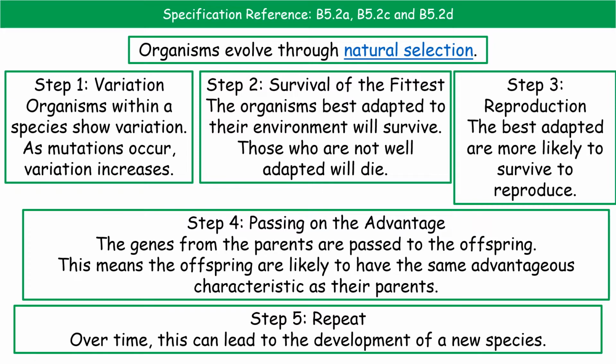What we need to say is they're going to pass on the allele for the advantageous characteristic. So what we're going to say here is that the advantageous allele is passed on to the offspring. Go careful with just saying that the offspring get the characteristic. Try to use that phrase advantageous allele. And then the 5th and final one is that it repeats over many generations. So you've got to have the idea of this happening over and over again over a long period of time.